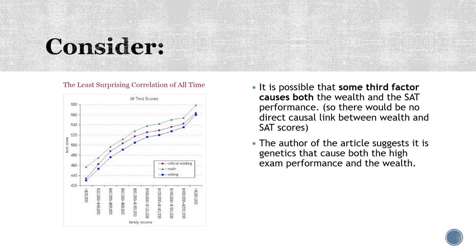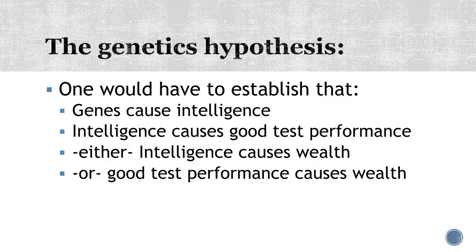I'm pretty skeptical about that, actually. In order for that to be the correct explanation, there would be a lot of other things that would also have to be true that don't look like they are. So for example, the genetics hypothesis, the idea that it's the genetics that's causing both the wealth and the high test scores, you would have to establish first that genes actually do cause intelligence. And we'll take a look at that claim. You'd have to establish that intelligence causes good test performance. You have to take a look at that claim. Again, it sounds plausible, but you have to check. And one of these two things has to be true: either intelligence is what causes wealth, or good test performance causes wealth, right?